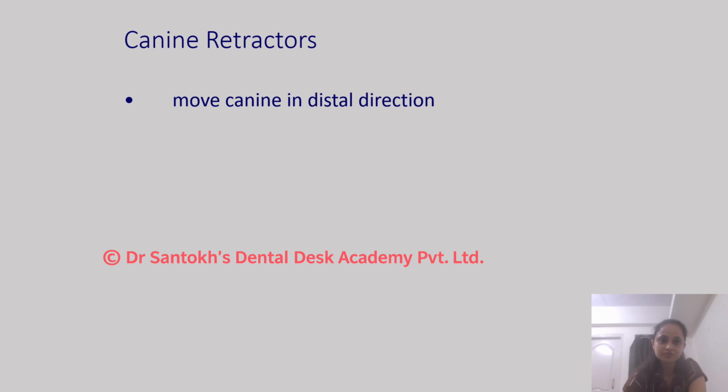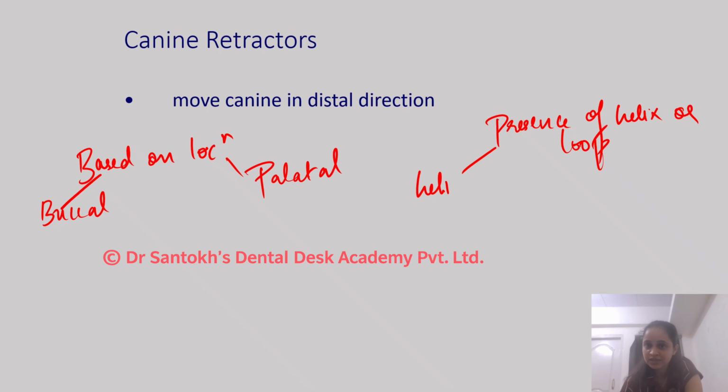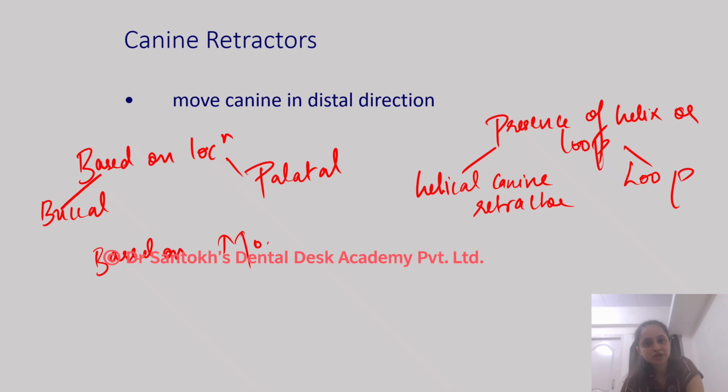Okay, next coming to your retractors. So the classification of retractor. Based on the location, it can be buccal canine retractor or palatal canine retractor. Based on presence of helix or loop, it can be helical canine retractor or a canine retractor with a loop. Another classification is based on mode of action. It can be push type or pull type. So these are the various classifications of your canine retractors.